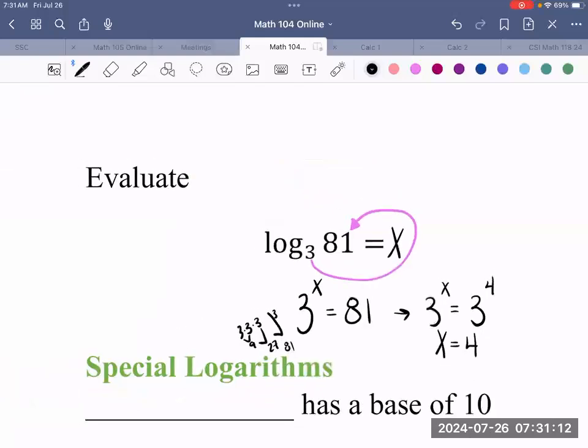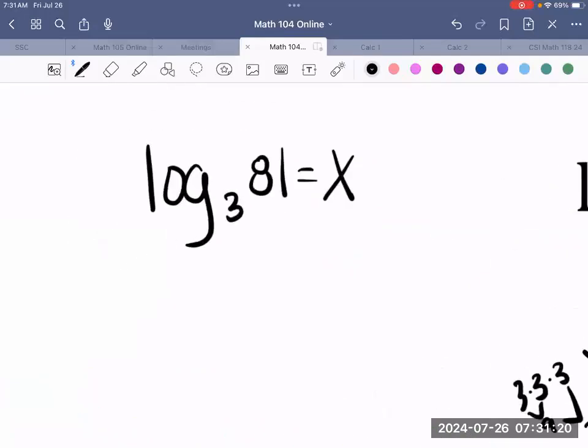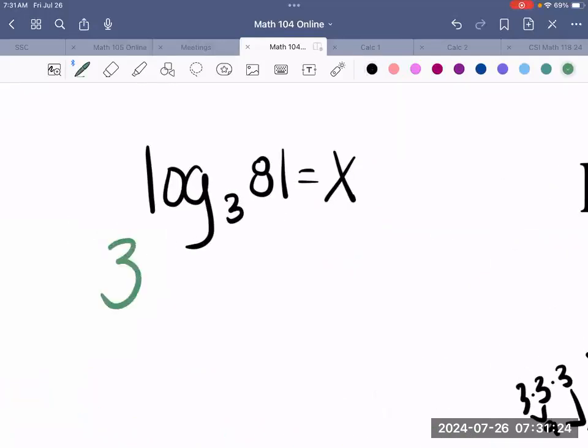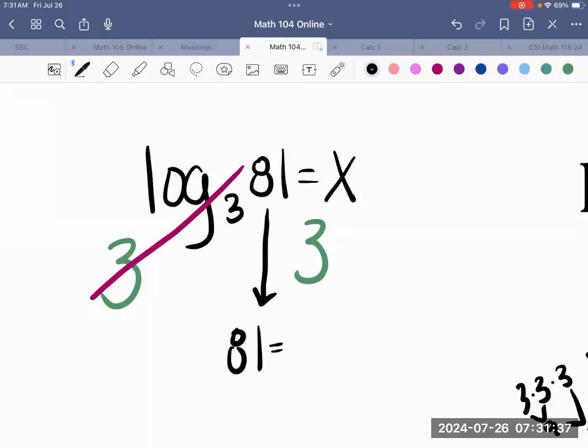Now, the other method, if you didn't like the swoop, I'll show it here to you again, which is the method that I tend to prefer. If your base is 3, we're going to write the 3 just under. So these cancel, the log and the 3 cancel. Your 81 drops, so 81 is equal to 3 to the x.